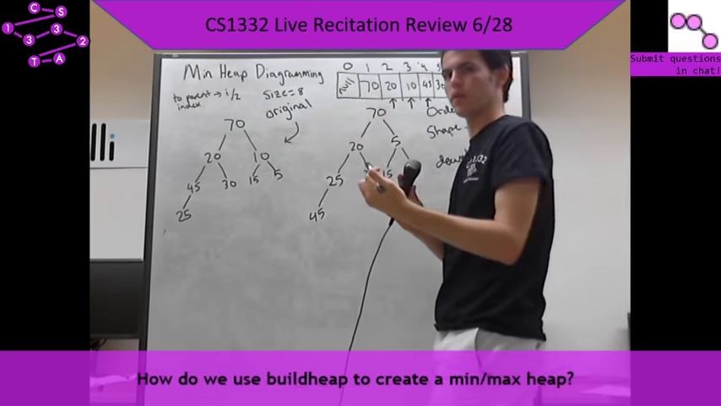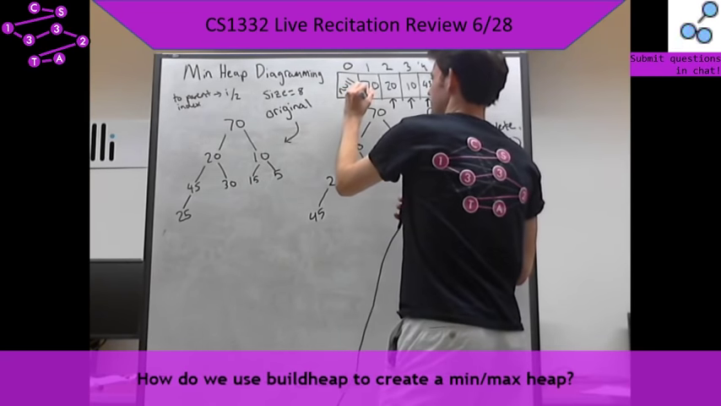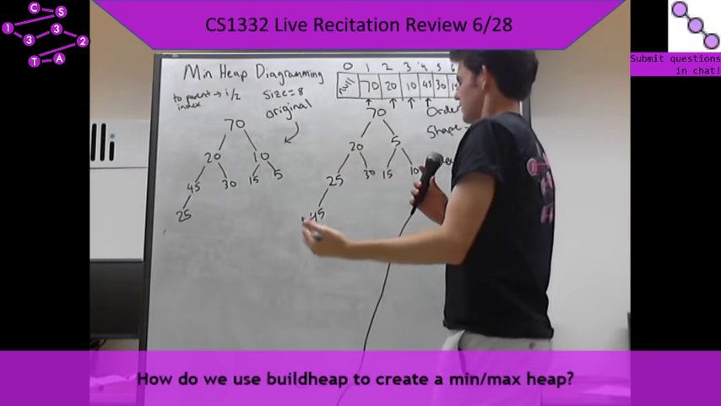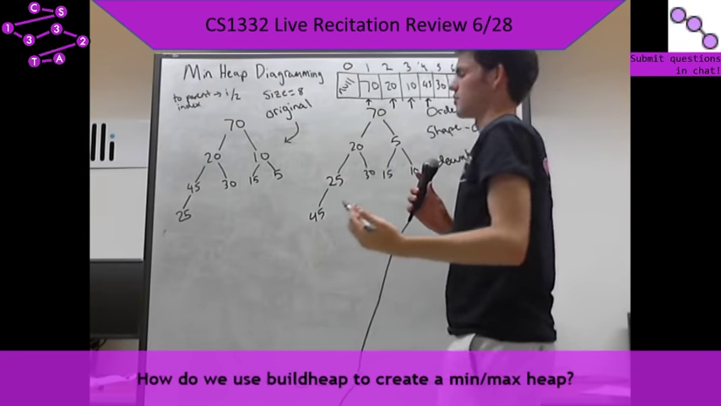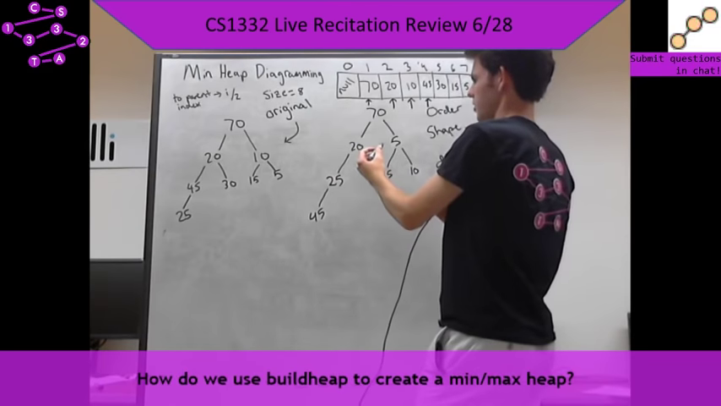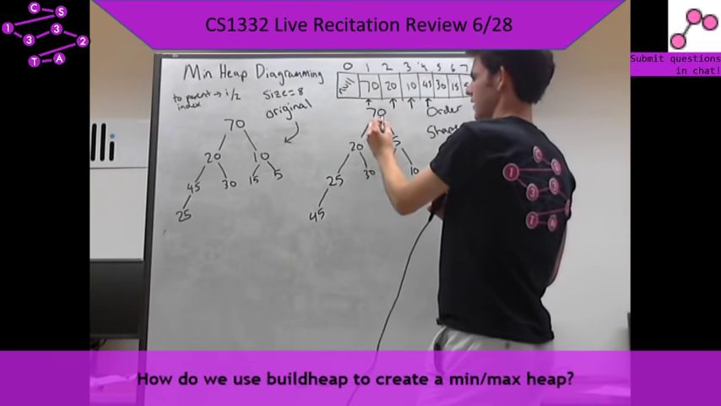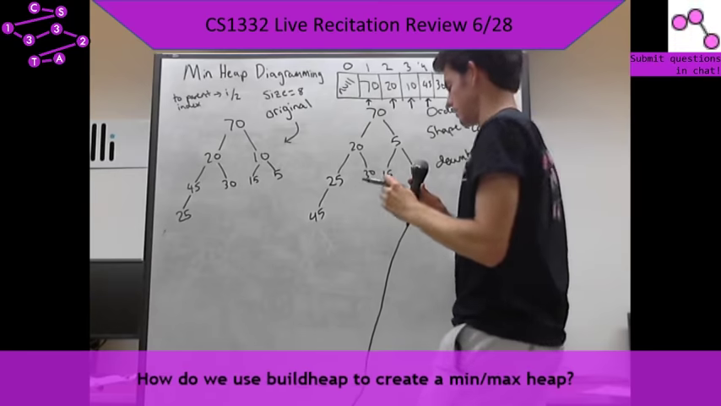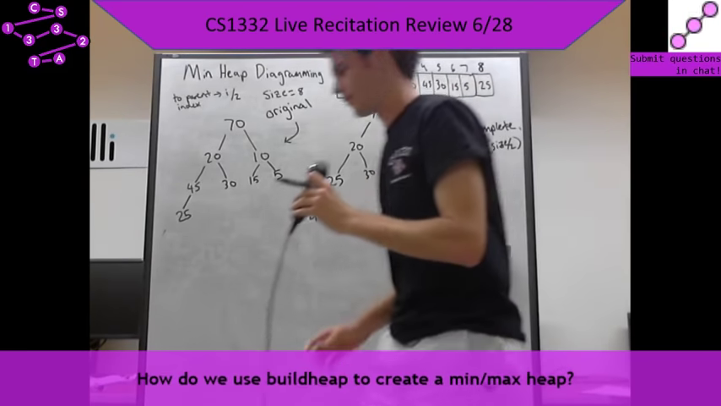We decrement once more, and we're going to down heap at the root at 70. So now I'm at 70. I need to determine what is the min child between 5 and 20. Clearly it's 5, and then I'm going to determine, is 5 less than its parent, 70? It indeed is.